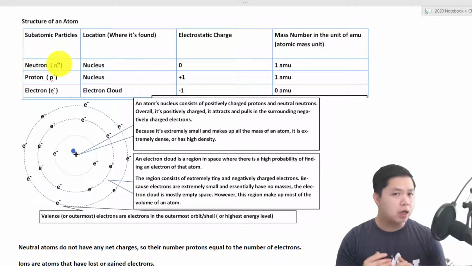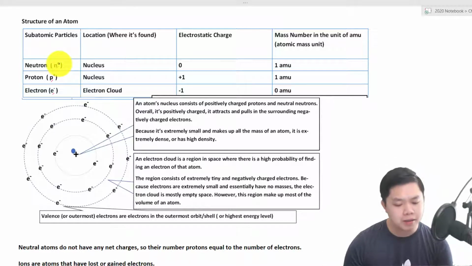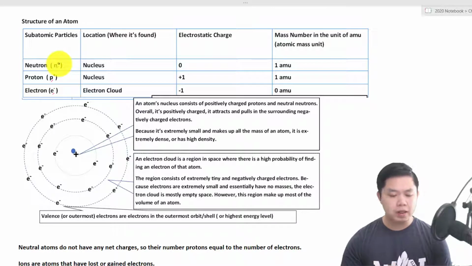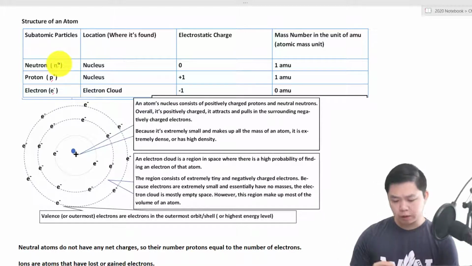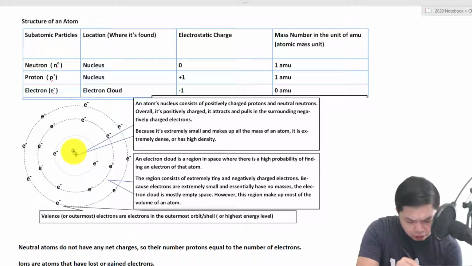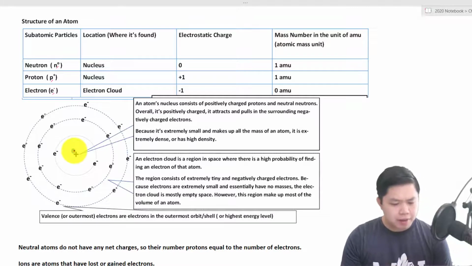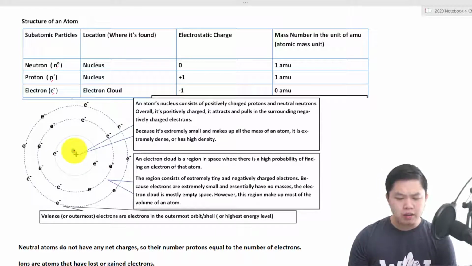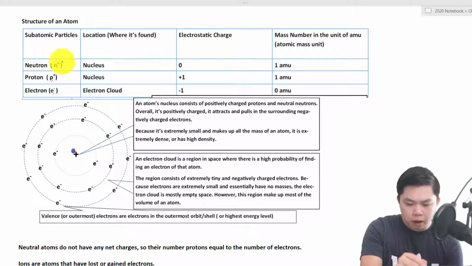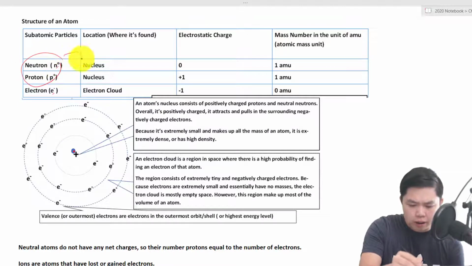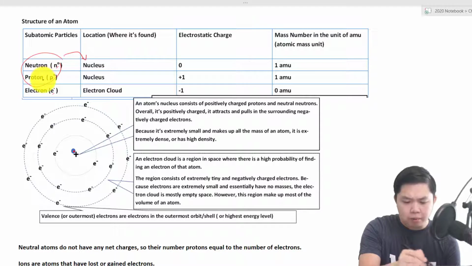For neutron, think of neutral. For proton, think of positive, P for positive. And for electron, think of negative. Now, in terms of location, notice I drew this tiny dot that represents a nucleus. So basically, what does a nucleus consist of? Well, a nucleus consists of neutron and proton.